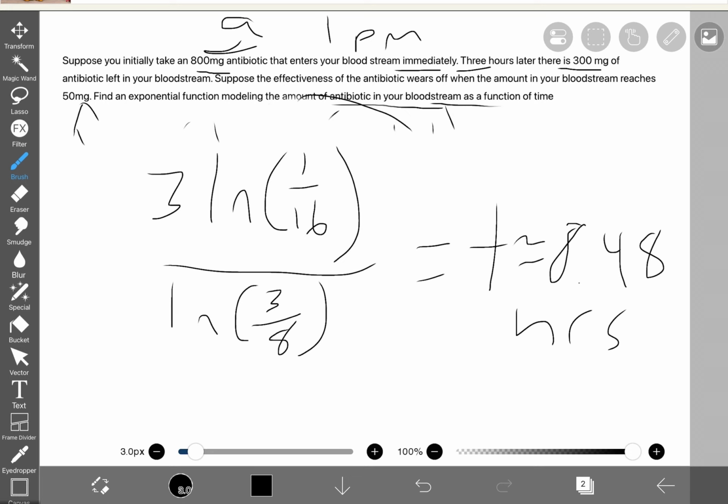And so if you start at 1 p.m., you'll probably be around 9:29-ish. You could say 9:28, 9:30, it really doesn't matter, but it's going to be around that time. PM, of course. You can't forget PM or AM. And that's going to be the end of that. That's the problem right there.